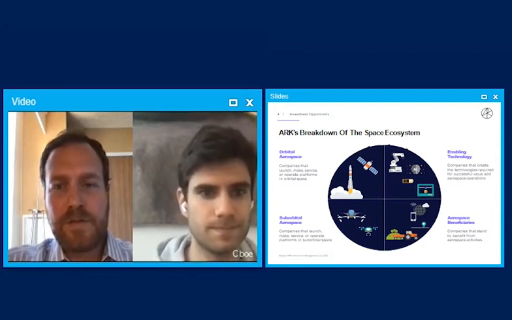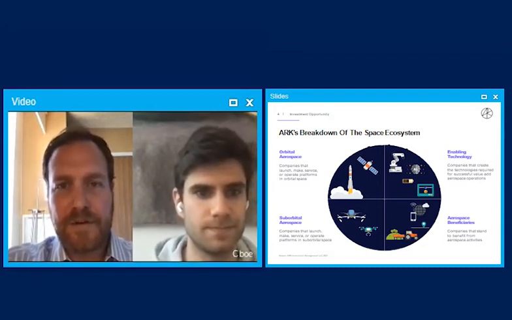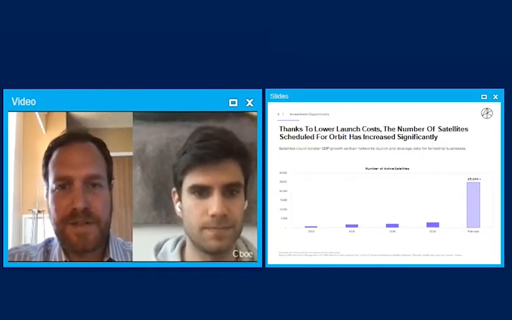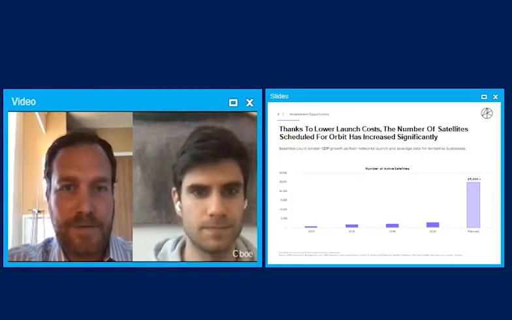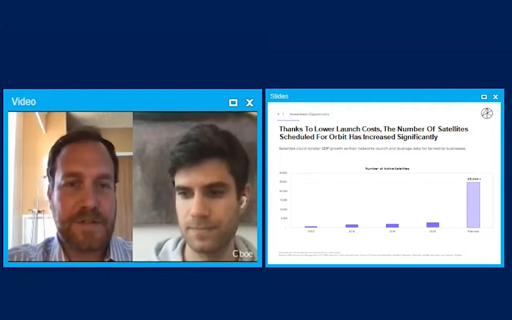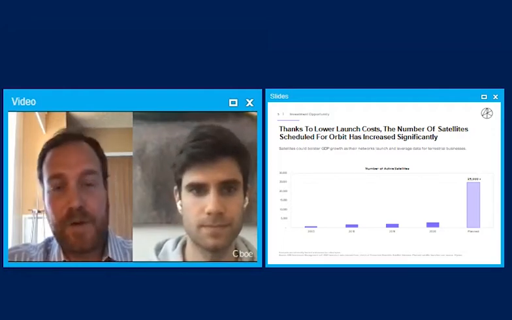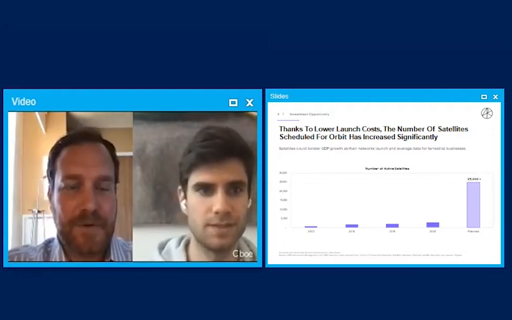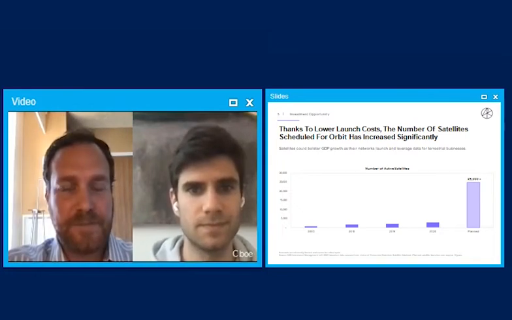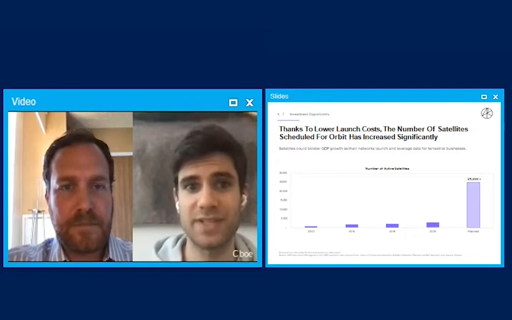So Sam, maybe we can jump into each of these categories in a little bit more detail. The first one is around kind of the number of launches in terms of satellites and what we have planned for the future. Could you walk us through a little bit on that? Sure. And this really comes into play.